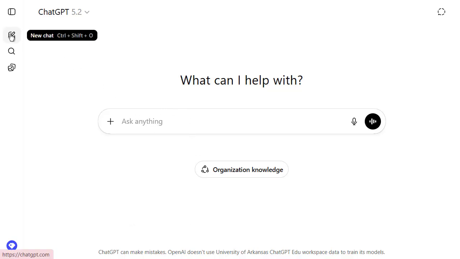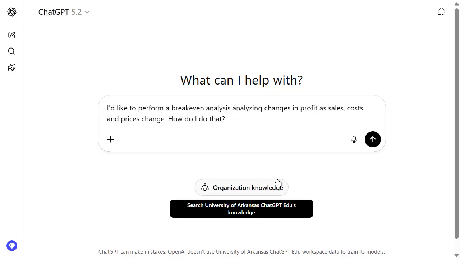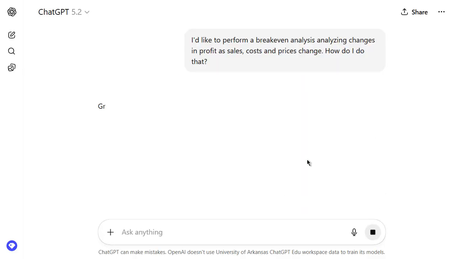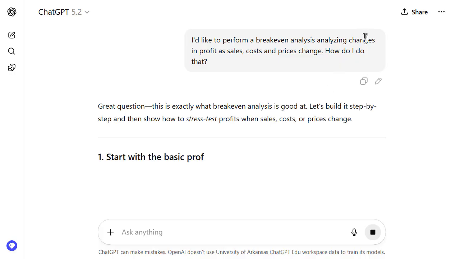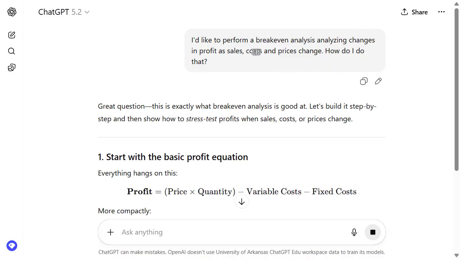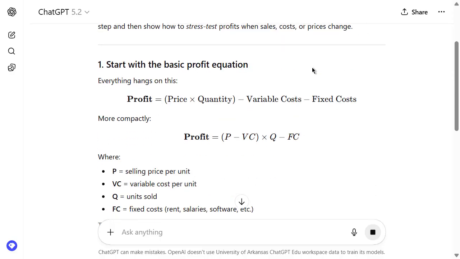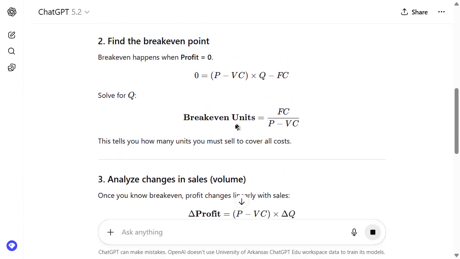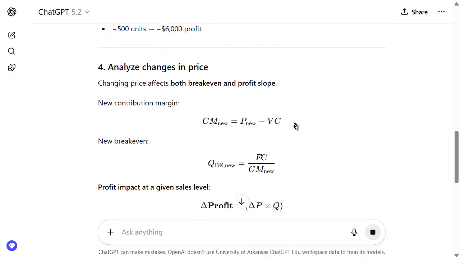We're going to open up a new chat, or we could just start a new chat, and then we're on our way. Oftentimes I like to start with a question and just ask, hey, this is what I'd like to do. How do I do that? Or what do you need from me? And so we're going to ask it to perform a break-even analysis and analyze changes in profit as sales, costs, and prices change. Now you're going to see in this way it's similar to cost-volume-profit analysis, but in this case we're really interested in the break-even point. How many break-even units? How many units will we have to sell to at least break even? And so we can see what that looks like.